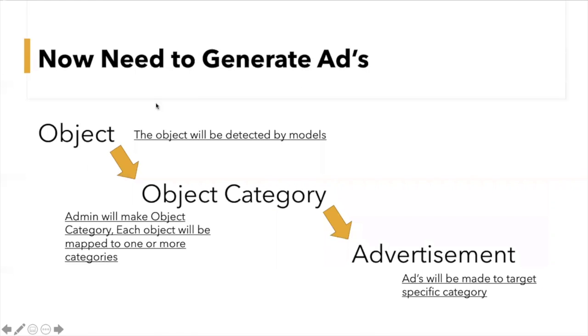This is how I designed my application. If I know the object, the class that an image has, I can map it to some kind of category, and advertisements can also be mapped to some category. So whenever I have an object, I will map it to an object category, and all the object categories will have some sort of advertisements, and we'll be displaying those advertisements. So it is joining object to object category and then to advertisements. This is one of the examples.